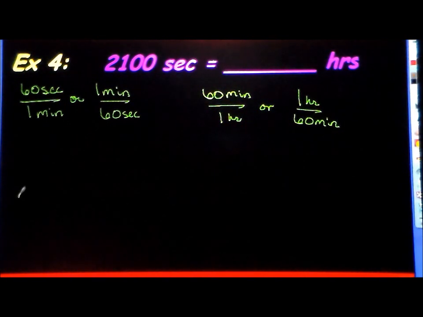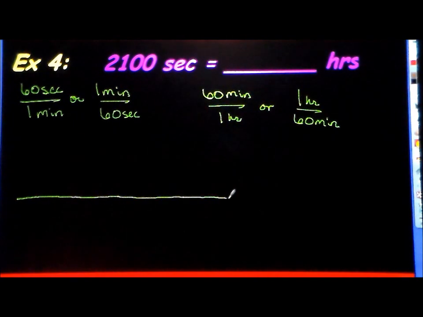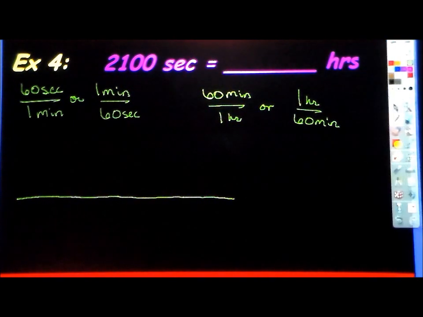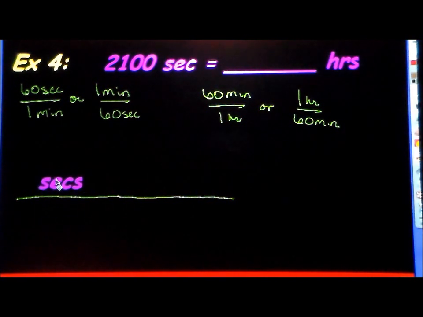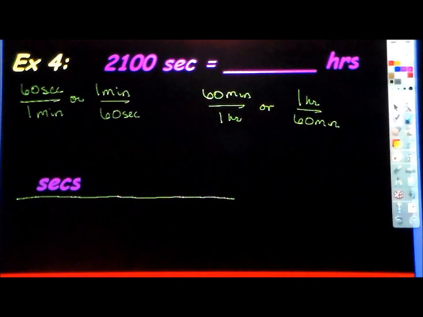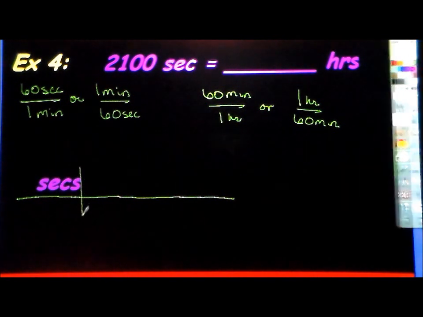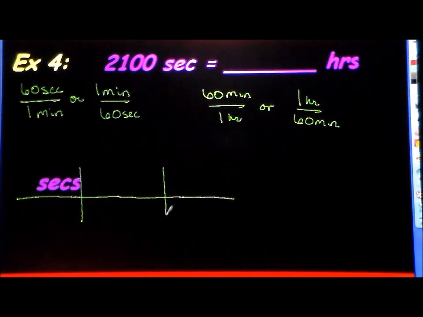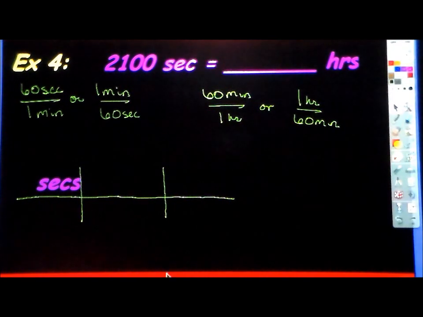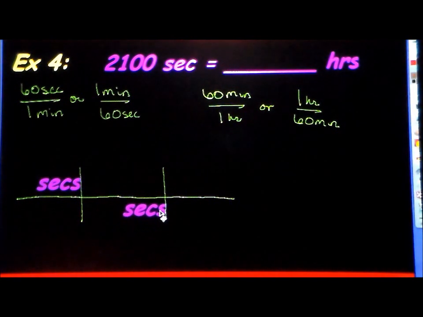So we're going to start out. I'm going to use a really long line because I think I'm going to need it. And then we're going to start out, it's 2100 seconds, so we're going to start out knowing we need seconds. And then, let me go on and put both spaces in while I'm at it. Then I'm going to need seconds down here. And the only one with seconds on the bottom has minutes on top. And that works because it's going to allow me to cancel out the seconds.